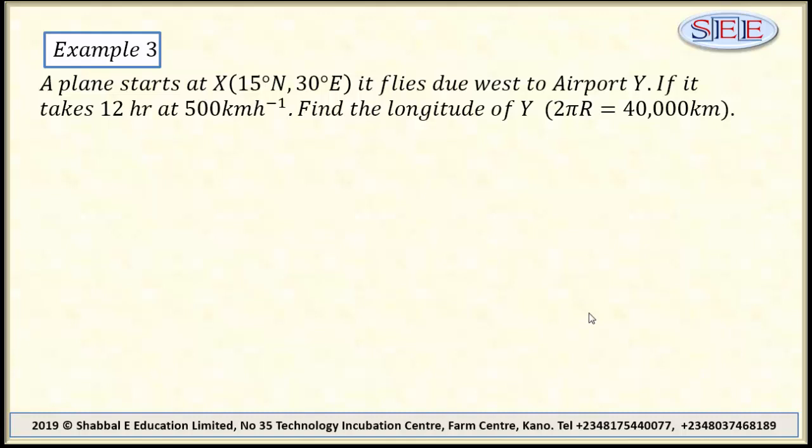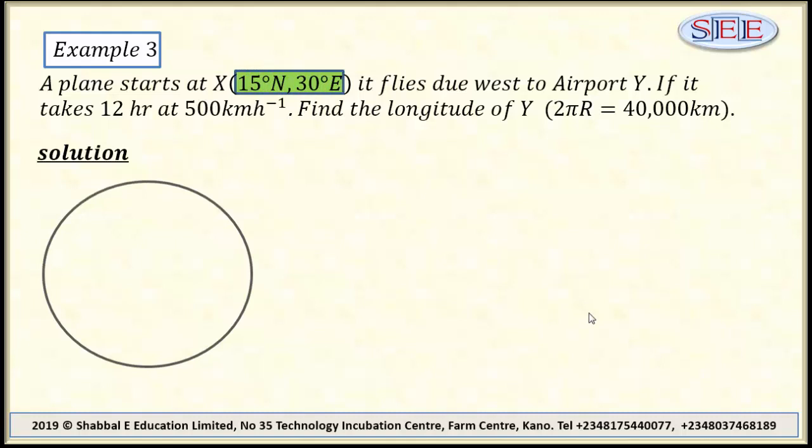the longitude of Y. The value of 2 pi r is now equal to 40,000 kilometers. This is what is given in the question. We replace 2 pi r by 40,000 kilometers. Solution to this problem, what we do first all the time is to make a sketch of the earth and try to locate the places given in the question.